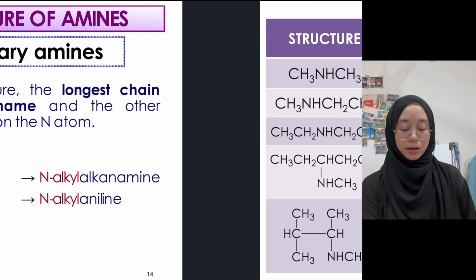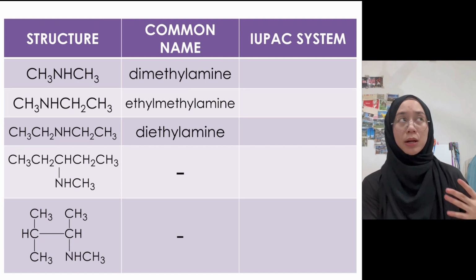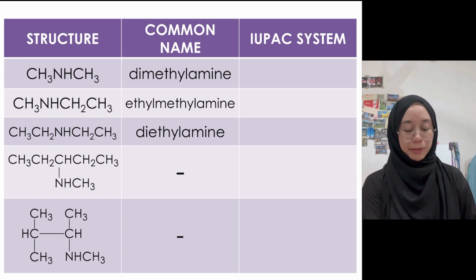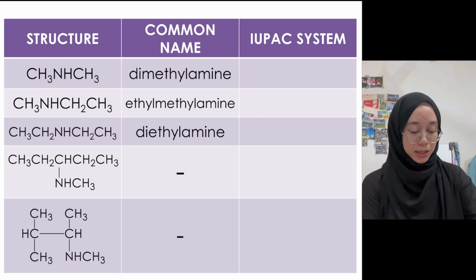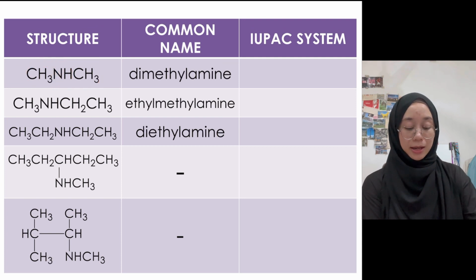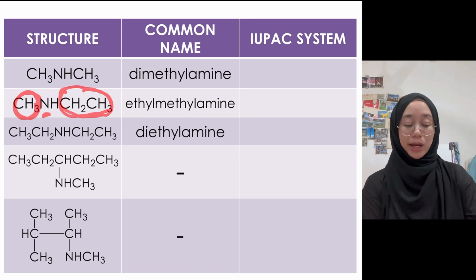So let's have a look at the examples. Okay, so ada yang ada common name, ada yang tak ada common name. So untuk yang the first three tu sebab kamu perlu tahu common name yang daripada 1 carbon up to 5 carbon sejak. Okay, so kita just focus on the first three saja. So the first three ni dipanggil sebagai dimethylamine. That is because dekat nitrogen kita ni ada 2 methyl group attached dengan dia, sebab tu dia dipanggil dimethylamine. Okay, dan yang kedua pula kita ada ethyl methylamine. Kenapa? Sebab dia ada methyl yang attached dengan N, dan at the same time this N dia ada ethyl attached dengan dia. So sebab tu ethyl methylamine.